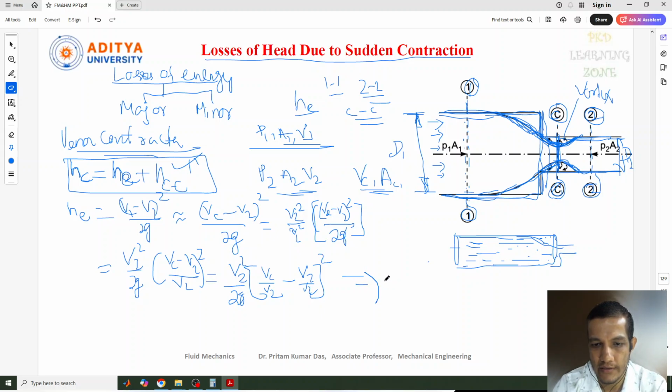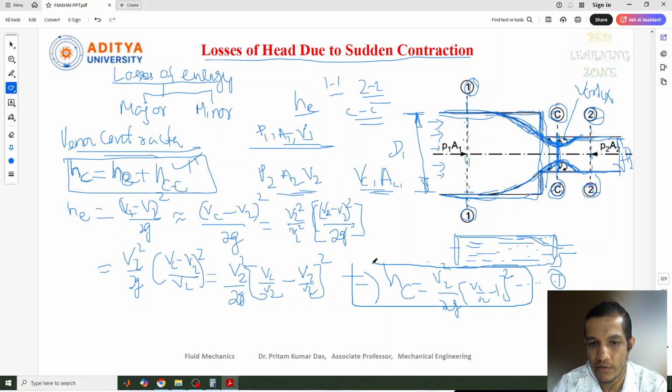So you can write HC, because HC is nothing but the loss due to the sudden enlargement only. You can write it in this way also: V2 square by 2G, bracket start, VC by V2 minus 1, whole square. This one we can call equation 1. So this is one region.